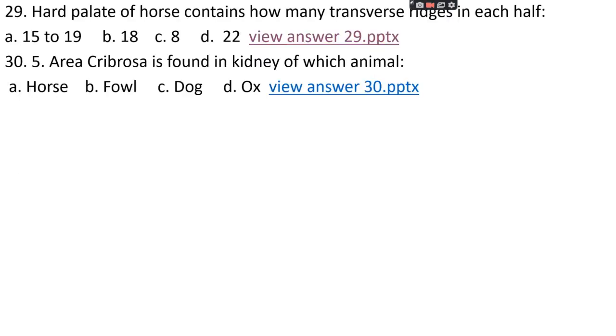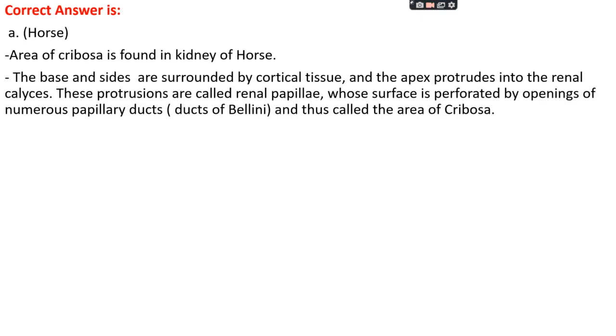Question number 30. Area cribrosa is found in the kidney of which animal? Option A, horse. Option B, fowl. Option C, dog. Option D, ox. The right answer is option A, that is horse. Area cribrosa is found in the kidney of the horse.